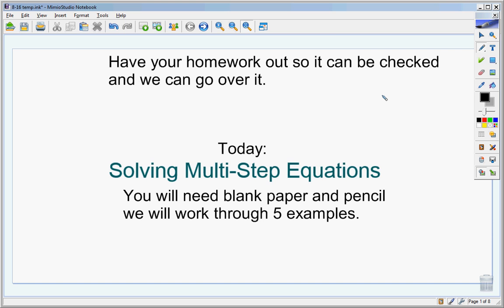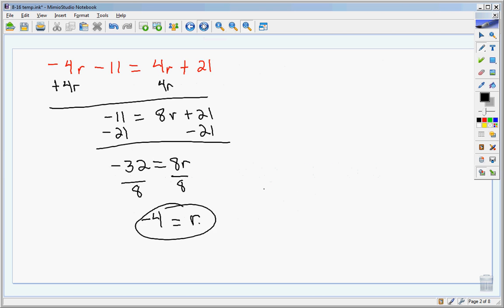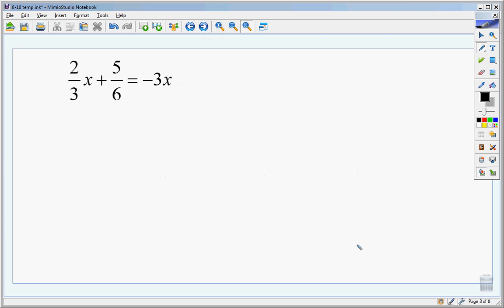You're going to need a sheet of paper and pencil so that you can work. We're going to work through 5 different examples. And this is the first one of the 5.